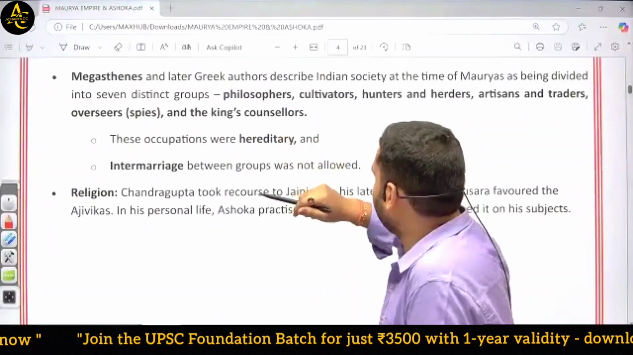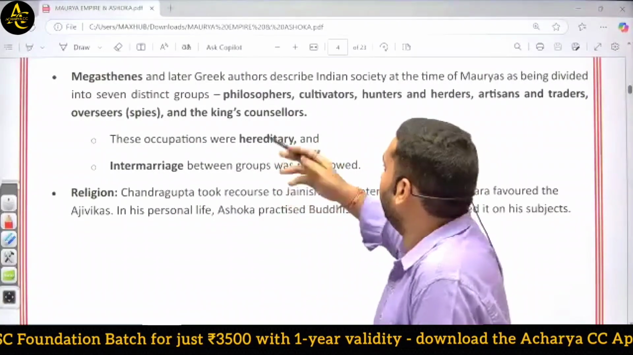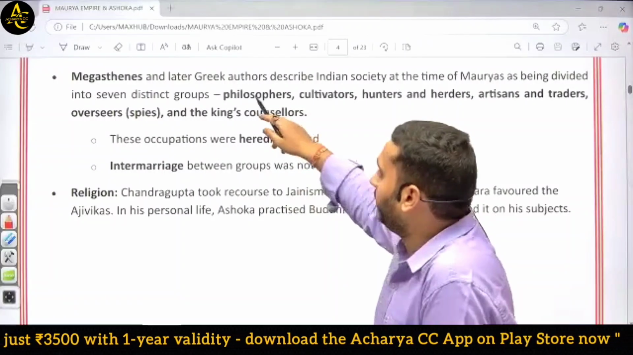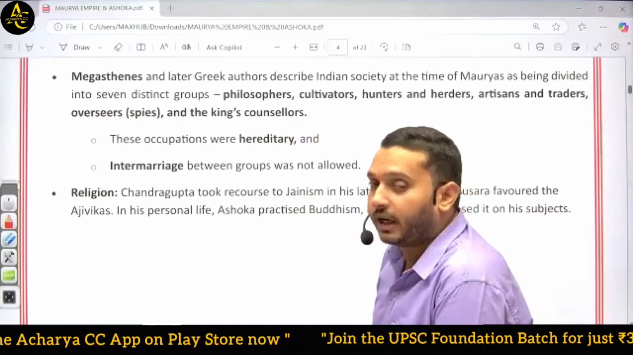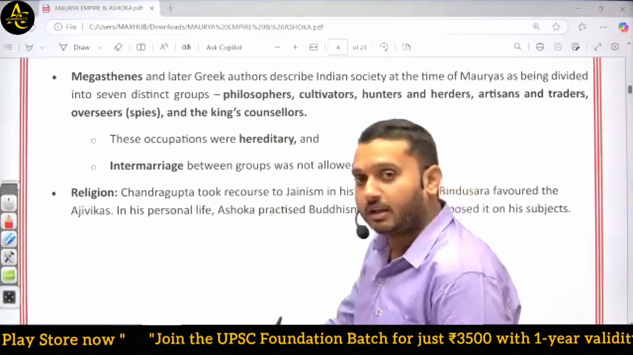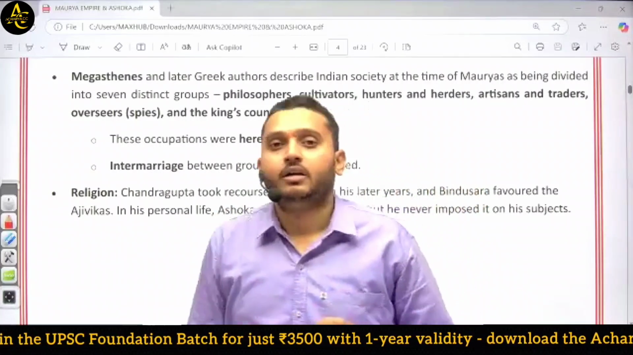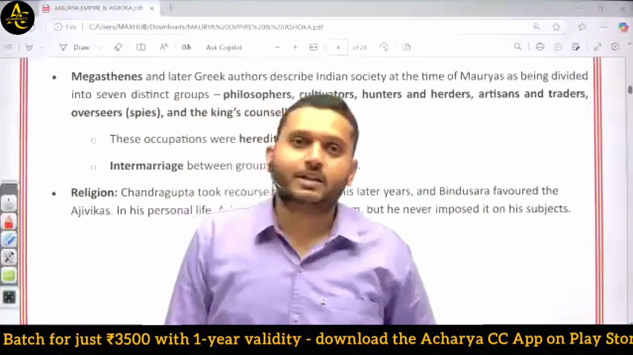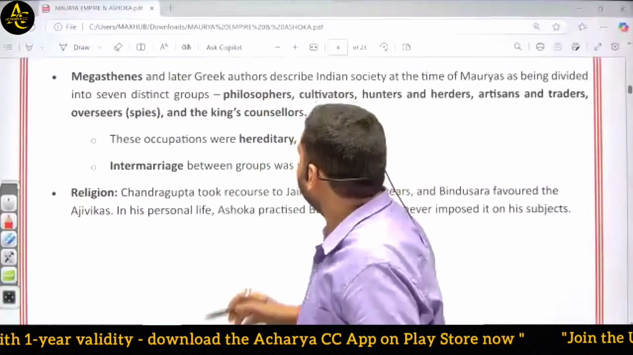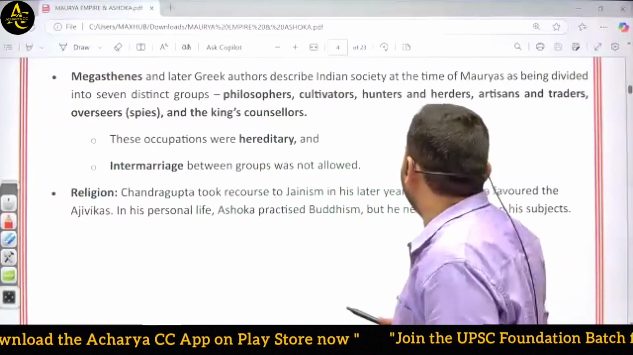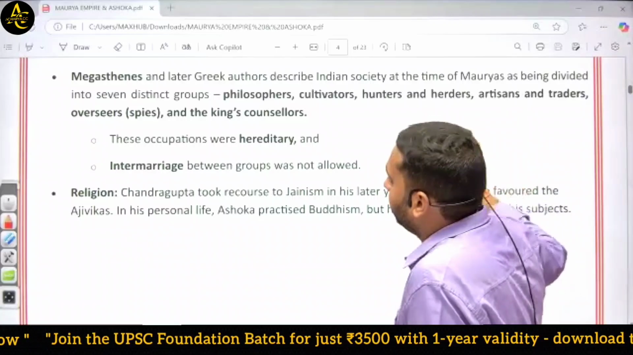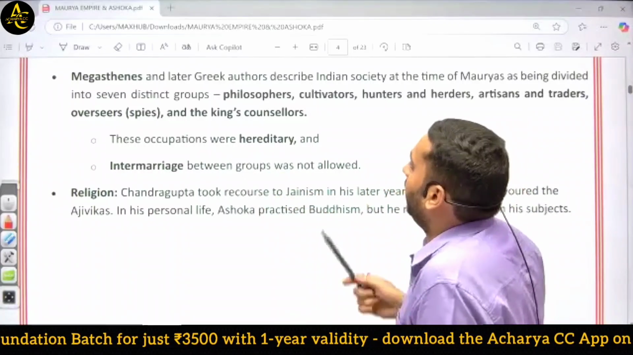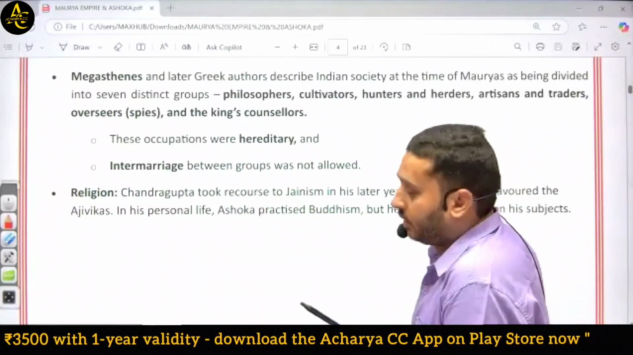One is philosophers, or we can say the intellectuals. Second is cultivators. Maybe he also included the Jain and Buddhist monks as philosophers, because generally they discussed Dhamma knowledge. Then cultivators, that means farmers, hunters and herders, artisans and traders, overseers, and the king's counselors.